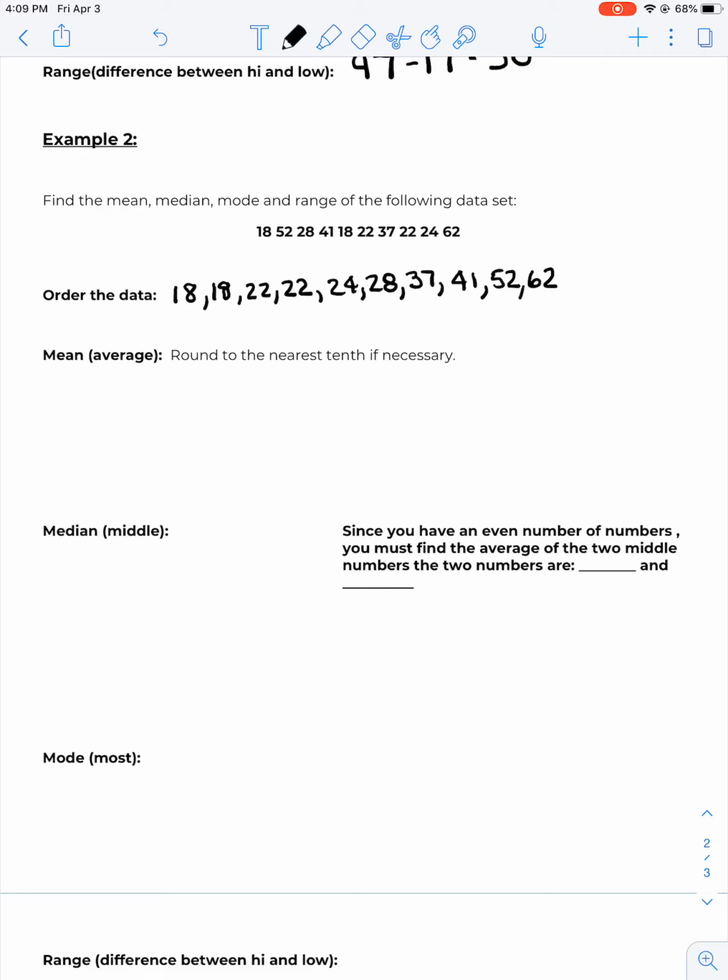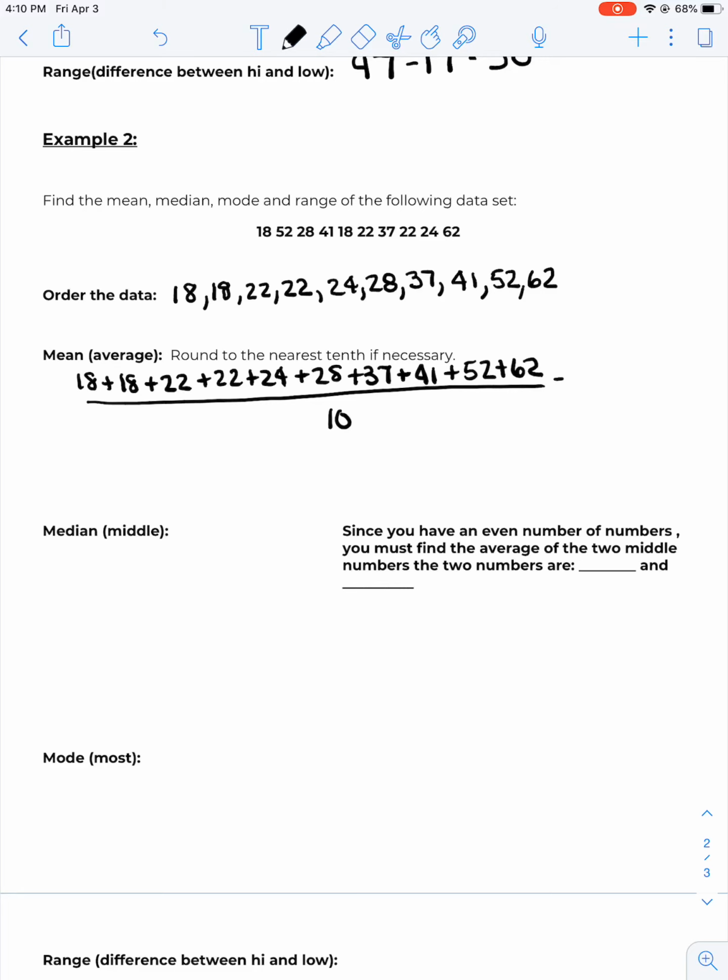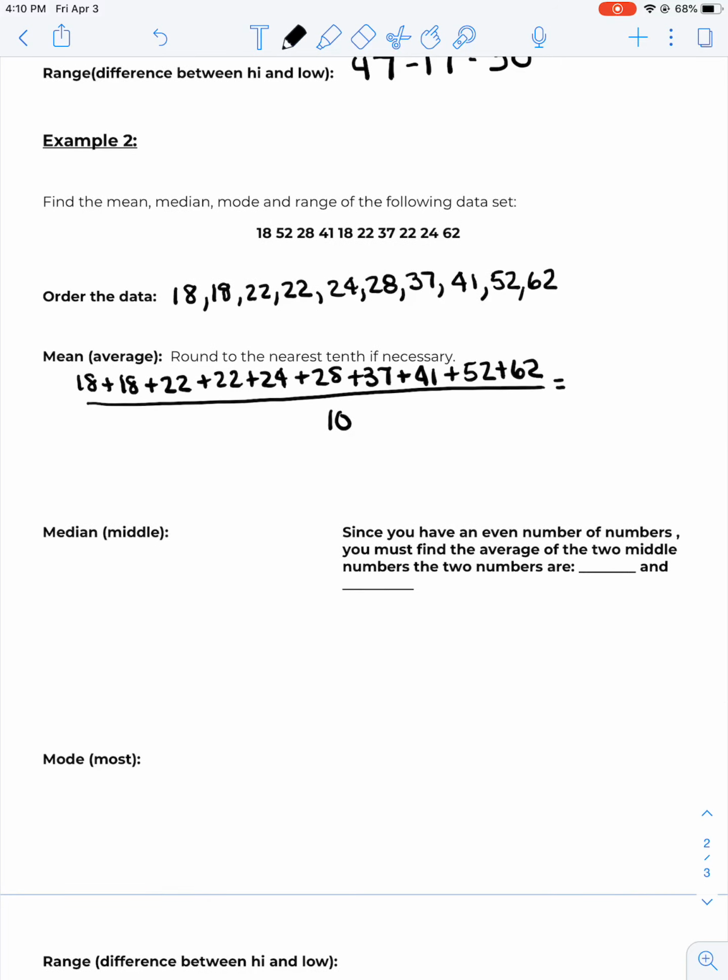So when I take the average of these, I have 18 plus 18 plus 22 plus 22 plus 24 plus 28 plus 37 plus 41 plus 52 plus 62. When I divide all of that by 10, I have 324 divided by 10, which is going to be 32.4.